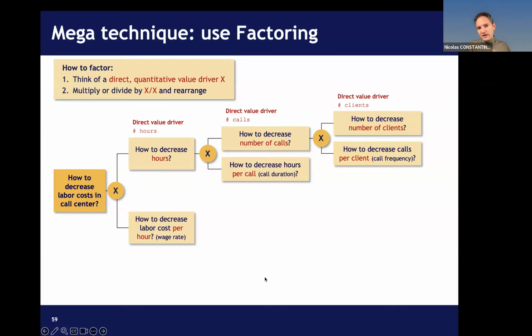So what we're left with here, if we basically scrap or decide not to touch the number of clients, we're left with how to decrease calls per client, so call frequency, how to decrease call duration, how much time we spend on the phone each time somebody calls, and how to decrease the wage rate. These are the three actionable drivers to reduce the labor costs in the call center. Any questions on how factoring works?